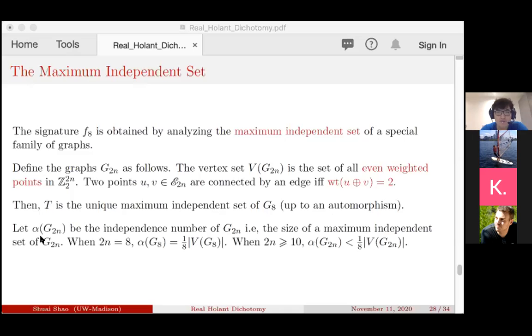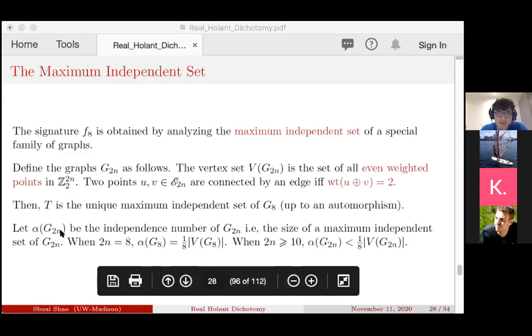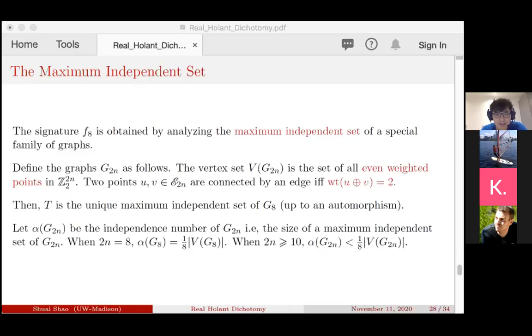And moreover, if we let alpha of G sub 2n be the independence number of this graph G sub 2n, well, this is the size of a maximum independent set of this graph. Then when 2n equals 8, the independence number is just 1/8 of the number of vertices. And when 2n is larger or equal to 10, then the independence number is strictly less than 1/8 of the number of vertices. This actually might be a reason why all these special signatures appear only when the arity is 8.